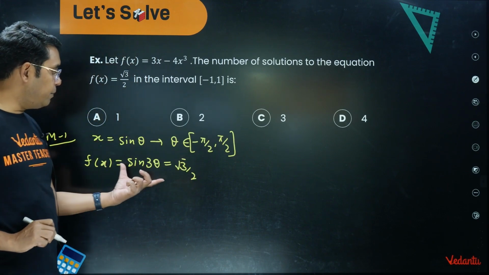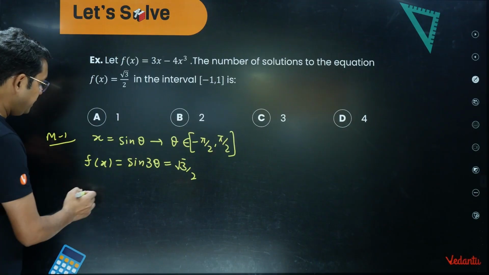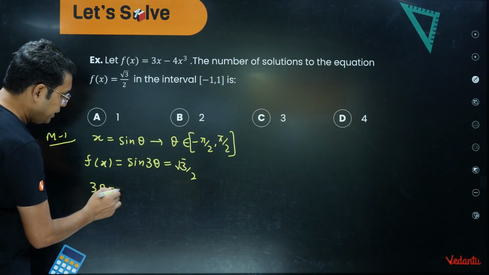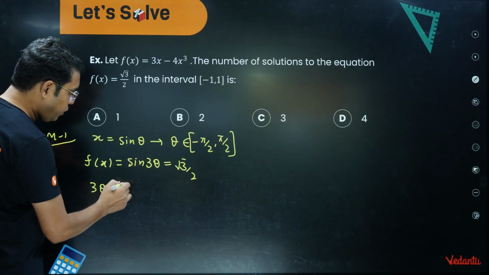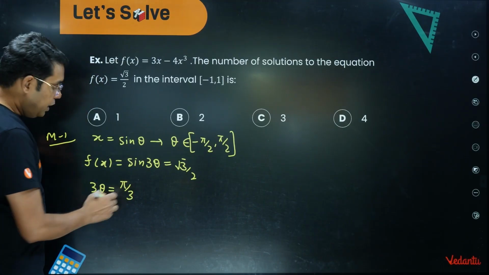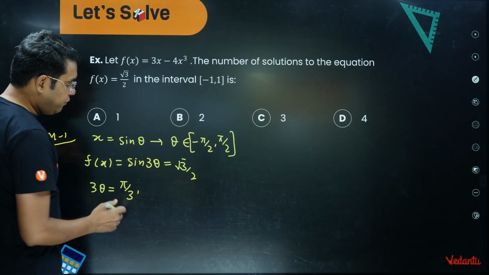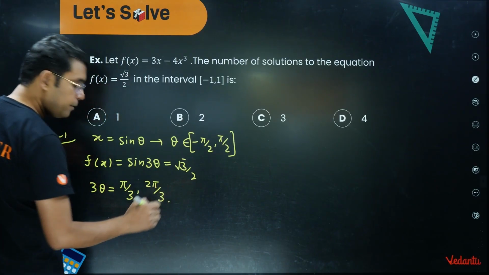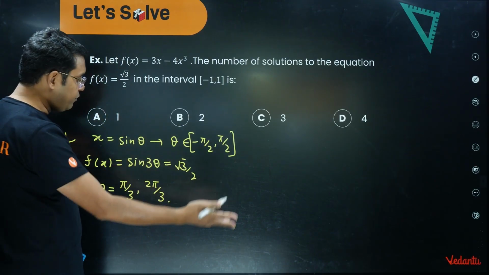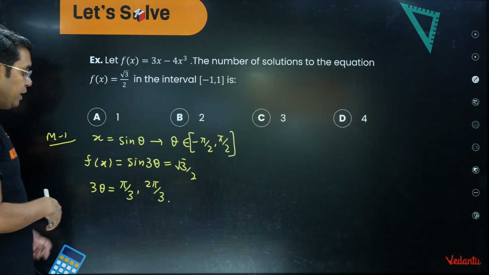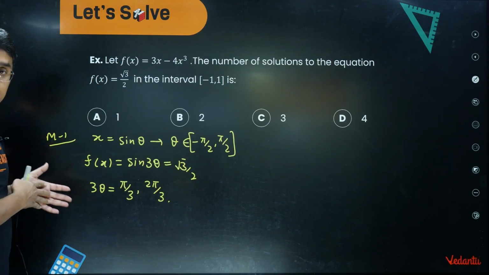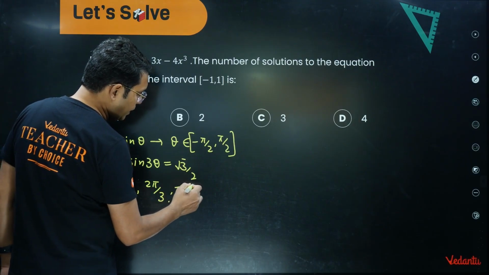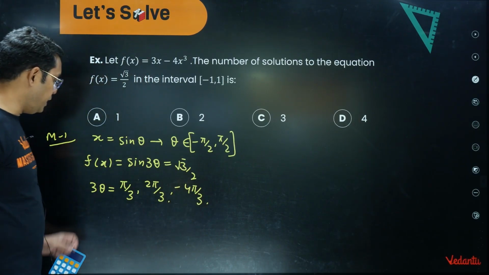Now, sine 3 theta equal to root 3 by 2 means the value of 3 theta can be found. One value will be 60 degree, or pi by 3. In the second quadrant, it will be 2 pi by 3. Afterward also you can find. In fact, one angle will be there on the left hand side also, and it should be minus 4 pi by 3.